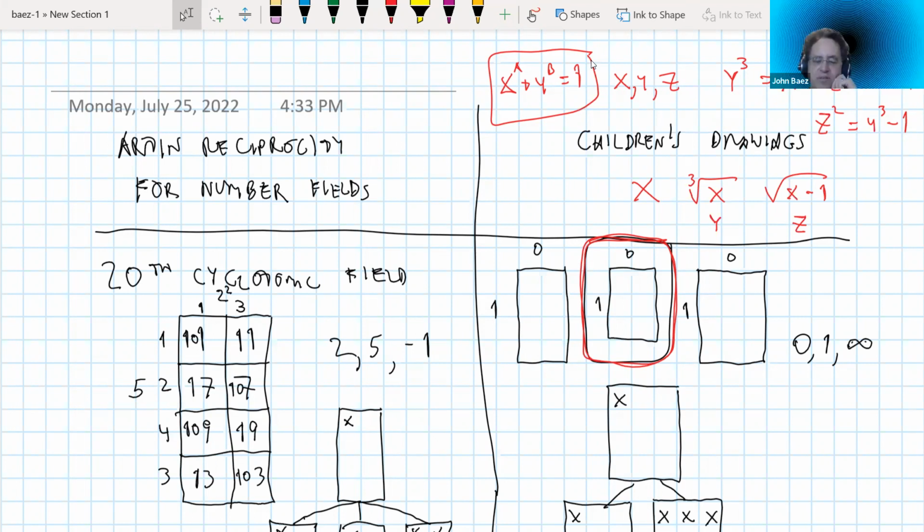So the total number of sheets of the cover is just the number of boxes in the rectangle in the abelian case. Yes. And then there are these two commuting actions on that set of sheets. That's right.